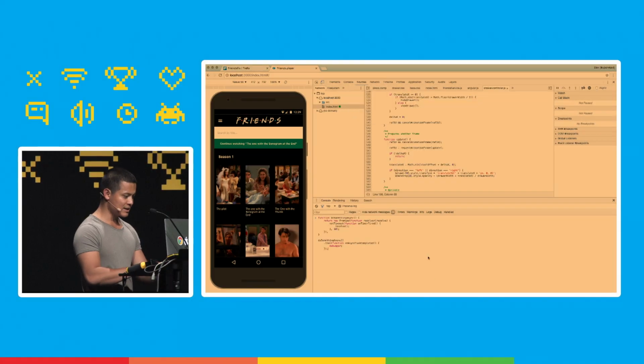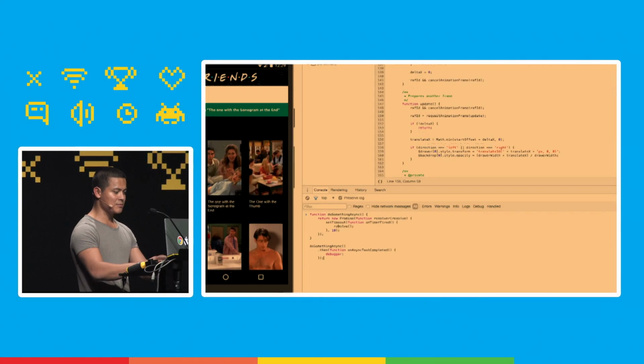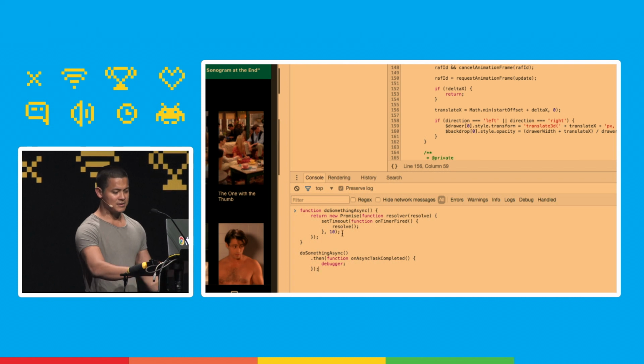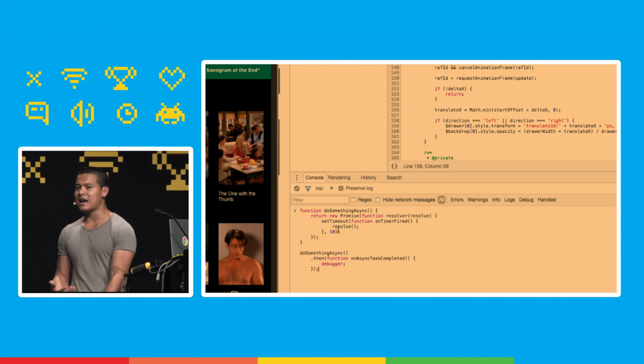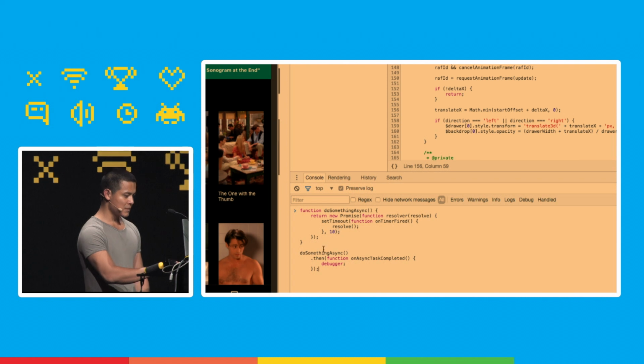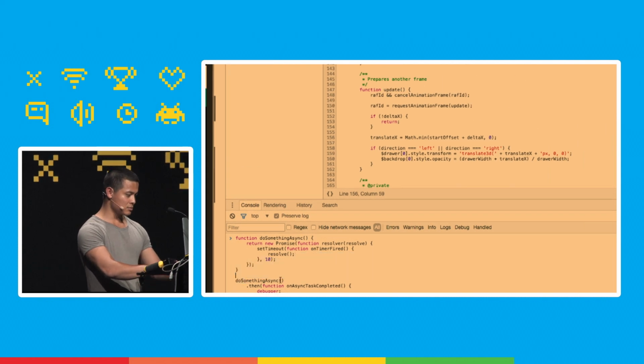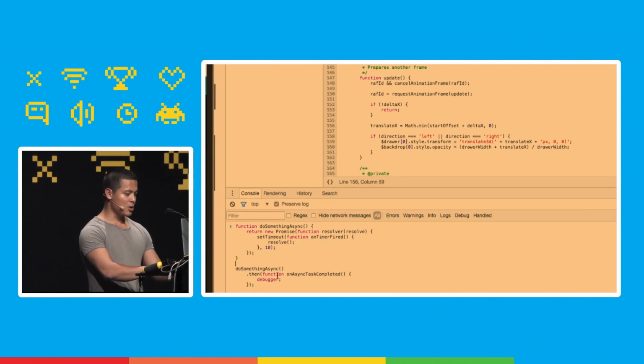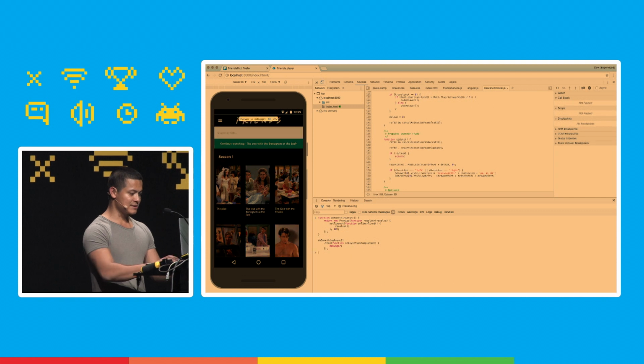So I'm going to go over here, drop in one of the snippets called async. So this function is doing something asynchronous. It returns a promise that gets resolved when the timer gets fired after 10 milliseconds. And this function is being called. And when the promise gets resolved, I'm going to stop the script execution.